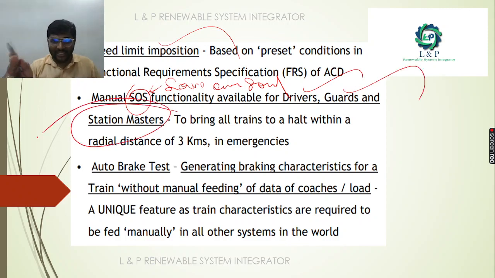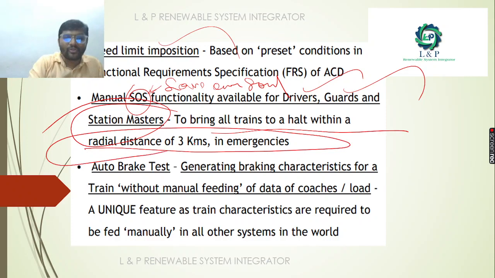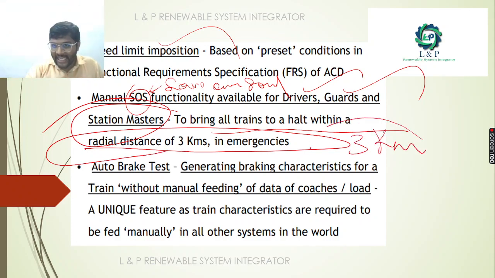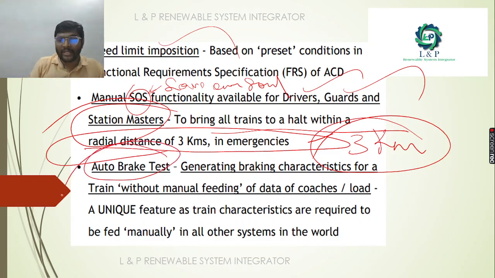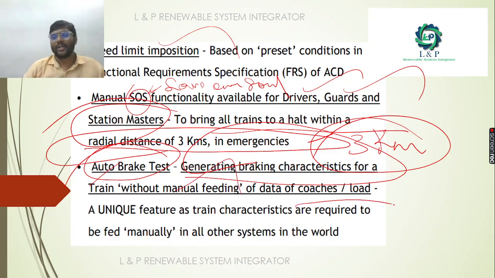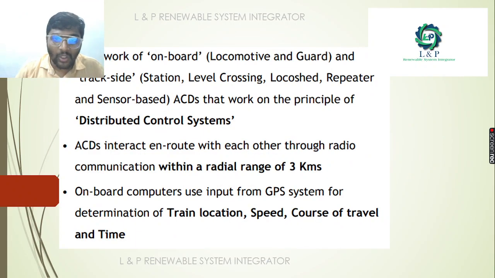So all these people have the authority, the power, to bring all the trains to a halt within a radius of 3 kilometers in case of emergencies. So if it is within the radial distance of 3 kilometers, we are able to control and halt the train in case of emergencies. And we also have the automatic brake test, okay, so we will be generating the braking characteristic of the train with manual feeding of data on coaches as well as loads.